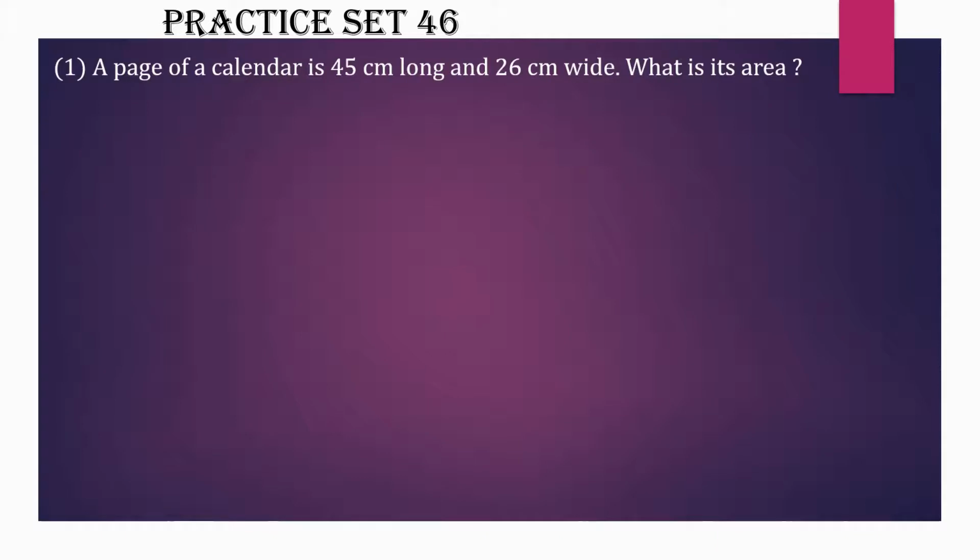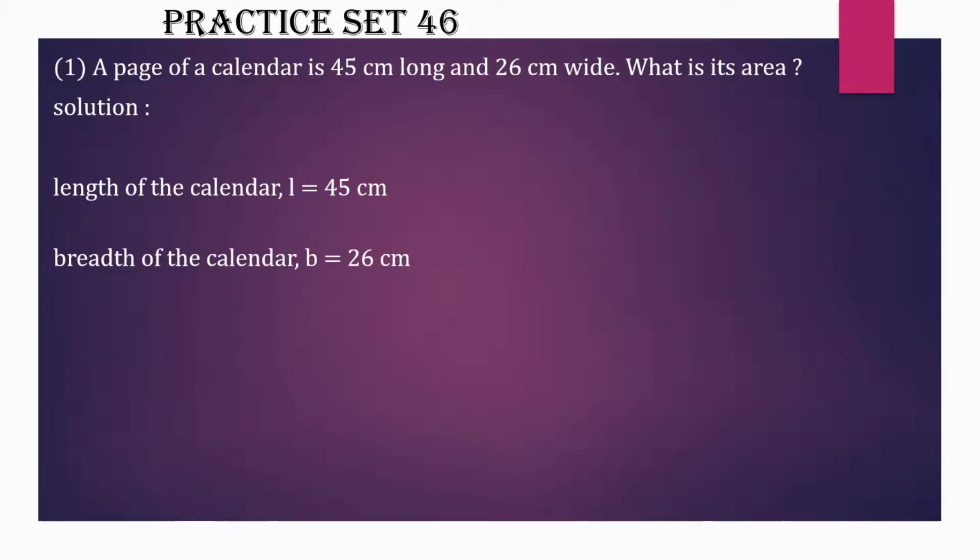Practice set 46. First question. A page of a calendar is 45 cm long and 26 cm wide. What is its area? Solution. Length of the calendar L is equal to 45 cm. Breadth of the calendar B is equal to 26 cm. Therefore, area of calendar is equal to L into B.